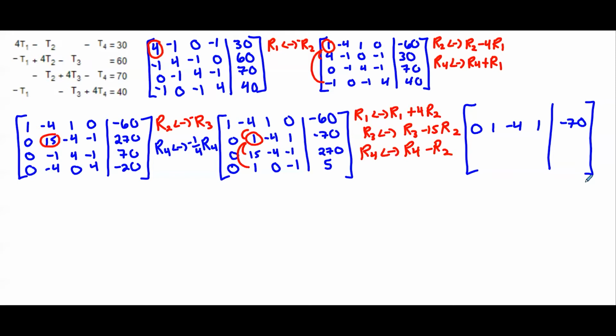For row 1, we're going to subtract 4 row 2, so that's going to be 1 minus 0, and negative 4 minus 4 is 0. And I got 1 minus 16, it's going to be negative 15. Got 0 plus 4, negative 60 plus 4 times negative 70. So I'm going to do this in the calculator. Negative 60 plus 4 times negative 70, negative 340.